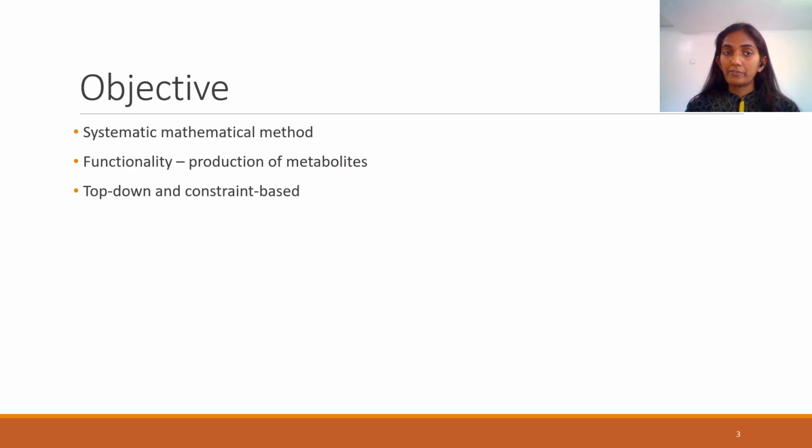So we have developed a systematic mathematical method for identifying minimal microbiomes from a large microbial community capable of a certain functionality. By functionality, we mean production of certain metabolites, say certain SCFAs. Our method is a top-down and constraint-based approach.